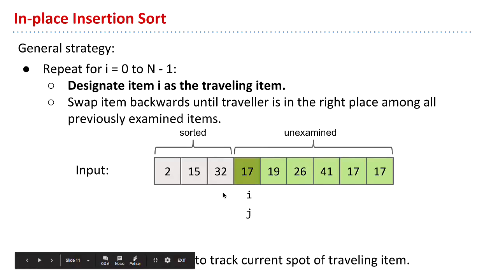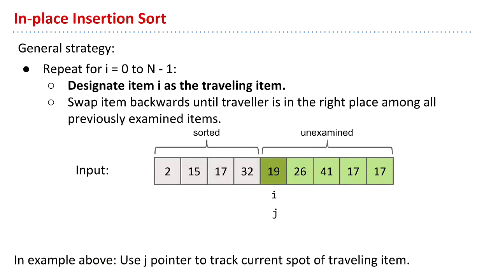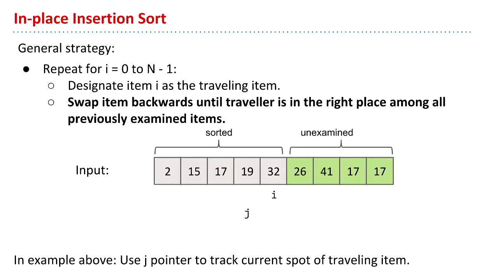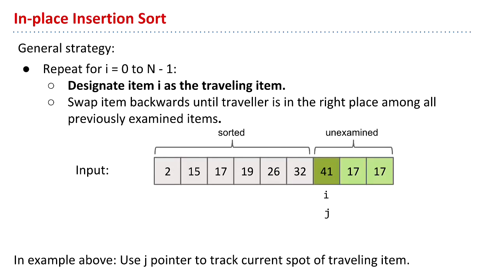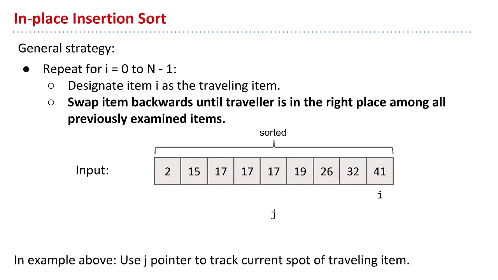How many steps is 17 going to take? 1. All right, at that point, this side's sorted. All right, 19, what's it going to do? Take 1 step. All right, 26, 1 step. All right, 41, it's just going to stay. All right, 17, what's it going to do? Take a bunch of steps, right? Travel. And the invariant is totally busted. We're all sad. Oh, wait, it's fixed. Good. All right. At this point, we have 1 item that's not sorted and a bunch of items that are. We repeat the process. We're done.